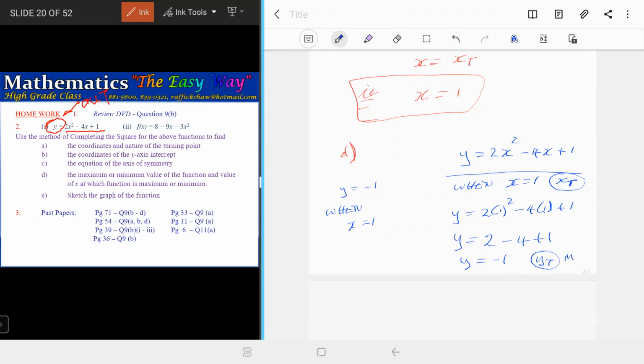So this is the minimum value, which occurs when you use the xt value of 1. The y is minimum when x equals the xt value. The minimum value is the yt value when the x value is the xt value. That's why we say the xt and the yt value go together.